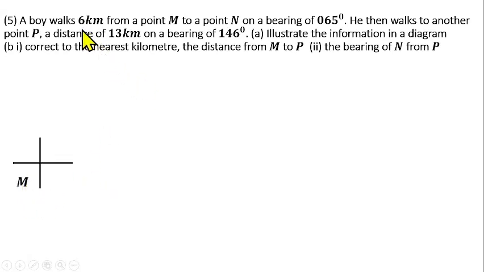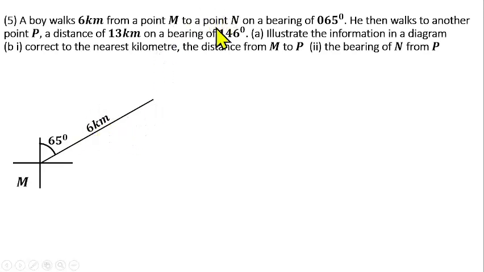Then you are told that the boy walks on a bearing of 65 degrees. So we know that this is a 3-digit bearing. That means the origin is going to be from the north and we move 65 degrees. So a line is going to be drawn from here. From here to here is 90, so 65 will fall around here. So I'll draw a line like this. Then we are told that the distance is 6 kilometers. So the bearing is 65, so I'll put 65 degrees there, and the distance is 6 kilometers.